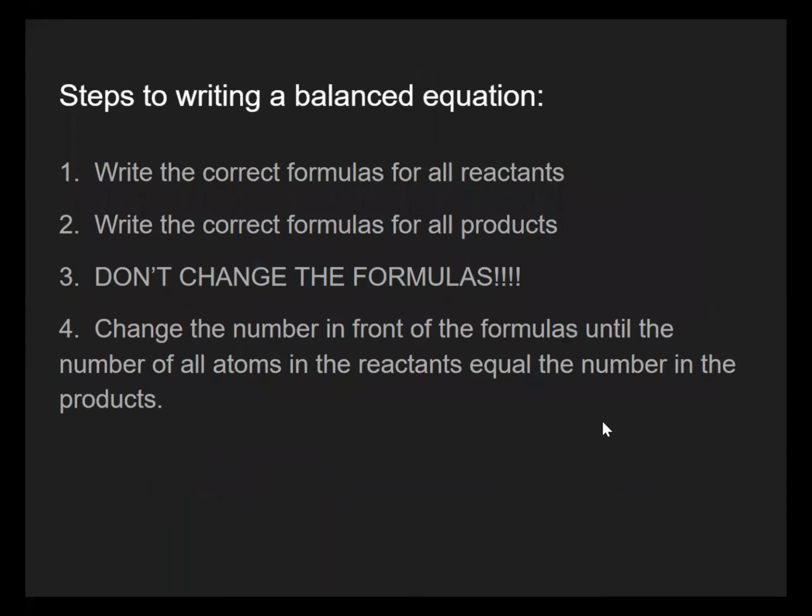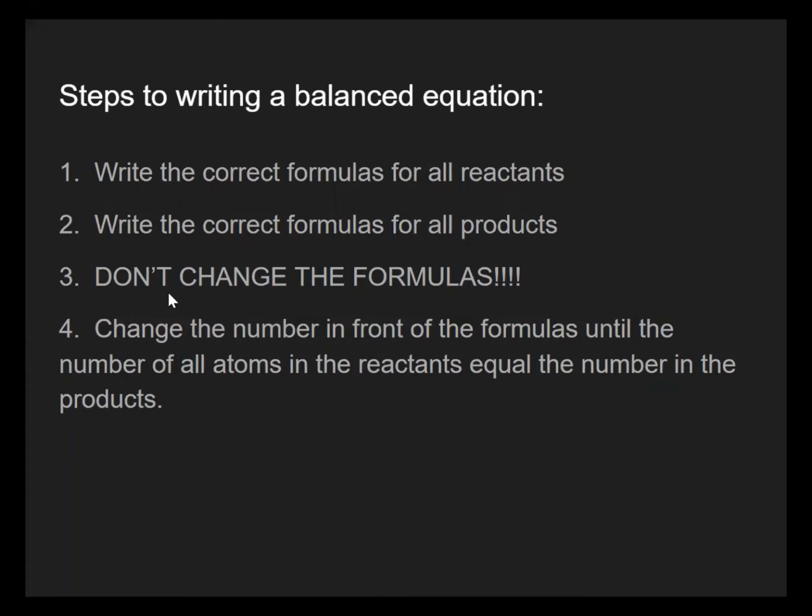Okay, so the steps for writing the balanced equations: write the correct formulas for the reactants, and watch out for those diatomic elements. If it is one of the diatomic elements, make sure you write that down as a diatomic element. Write the correct formulas for all the products, and in this case, it's all the salts. Remember how to balance: make a formula that has the charges neutralized or balanced, or you can use your valence electrons to help you figure out what the formula is. You can also look on the periodic table and see what the formula is.